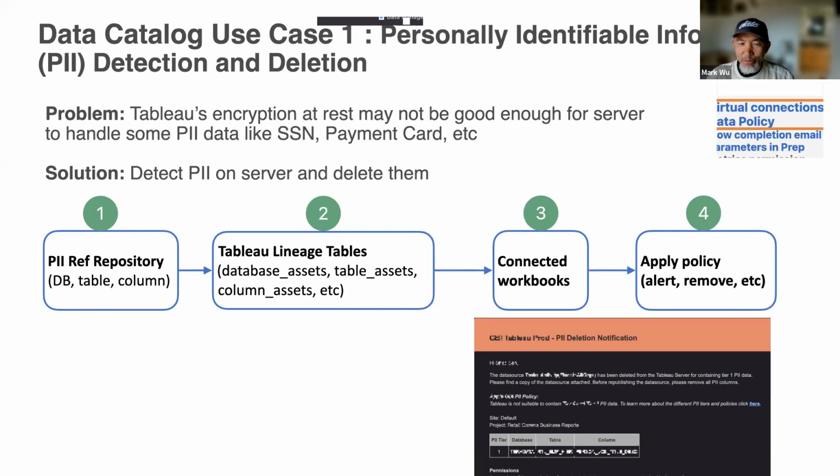Okay, fair enough. I'm using the Tableau lineage table, comparing it with the PII reference repository table, to find out if there are any workbooks using those columns. If yes, guess what? I will send an alert to the account owner, and I will delete them right away. Depending on your company's policy, you can either alert them, or delete them, or both, or do whatever your policy allows. So this is my use case. With that, I do have peace of mind that my server is clean, right? No one has those data sets.